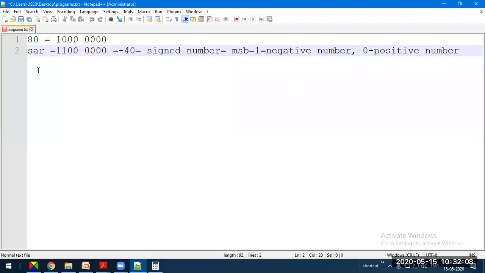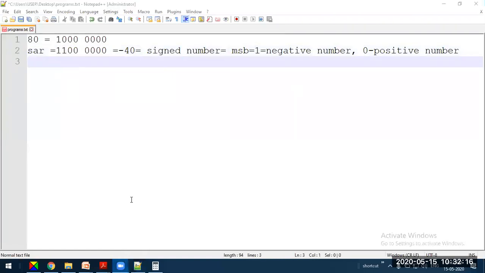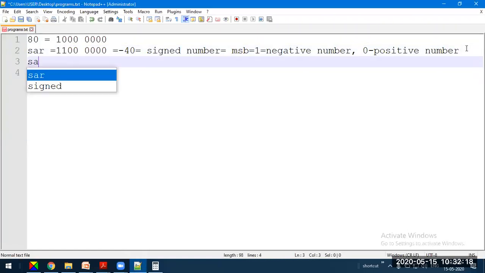Similarly, if you perform one more, I don't know how to close this. Let me shift it. Fine, another 10 minutes, let me wind up with this. If it is one more SAR, shift arithmetic right, the MSB is retained as it is, and the other bits are shifted right. That is 1 and 1, and this is 0.